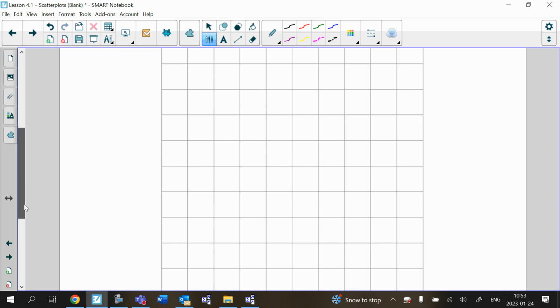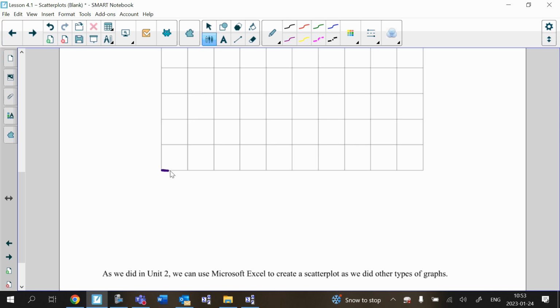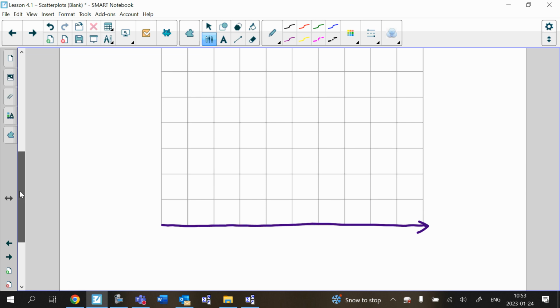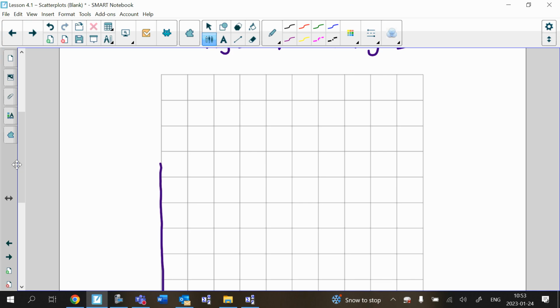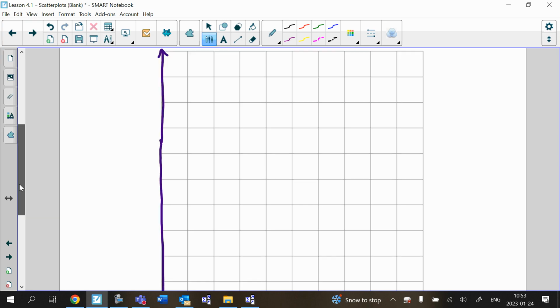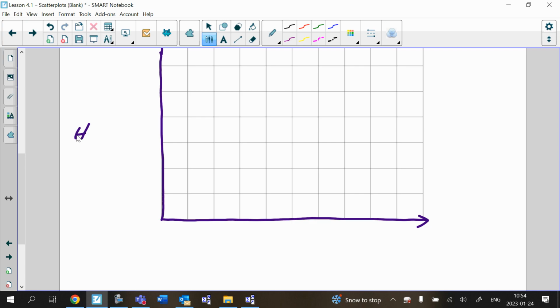So we'll just do this. And we said that height in centimeters is going to be our dependent variable. Age in years. So now we've got to choose the scale, starting at 0 on both axes.